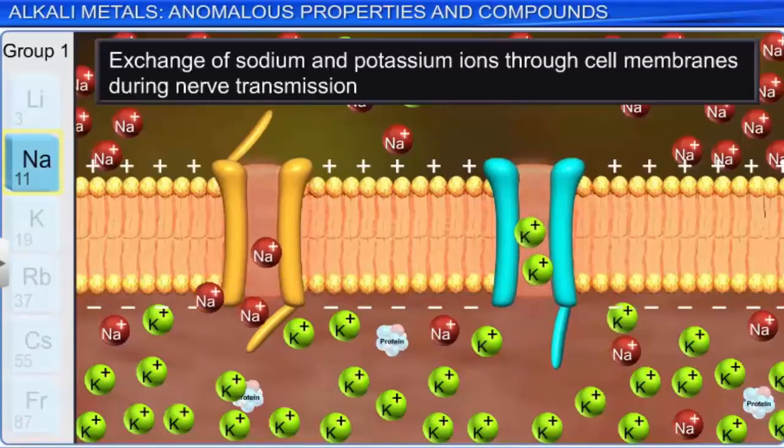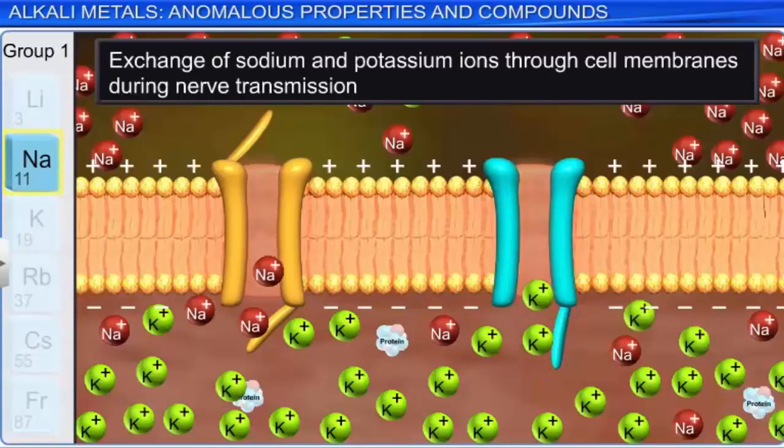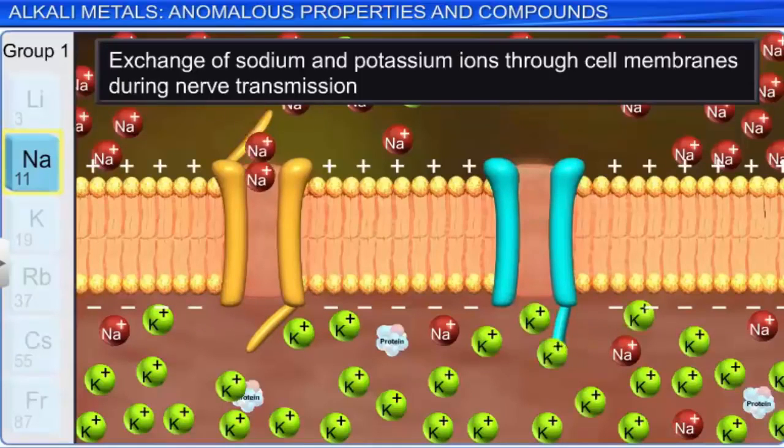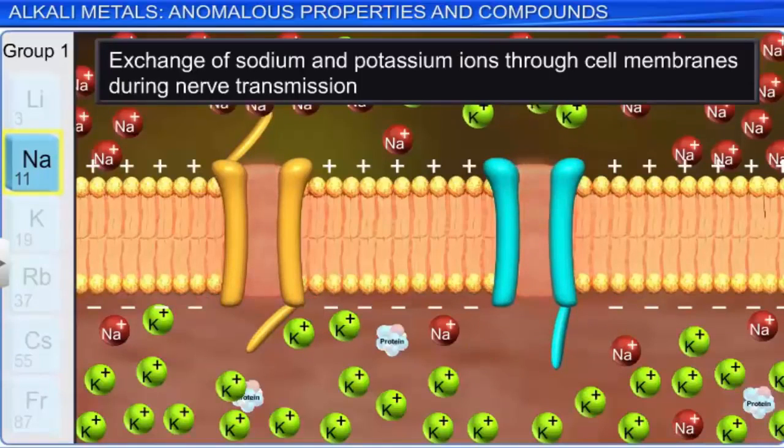The movement of sodium and potassium ions down their concentration gradients causes the polarity of the membrane to change momentarily. As this moves down the neuron, the nerve signal travels through the body.